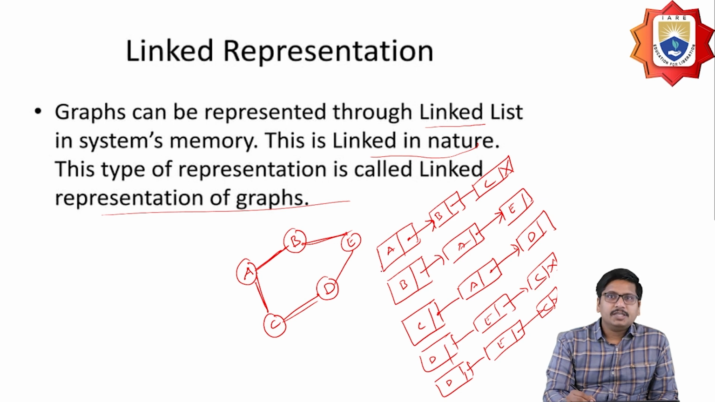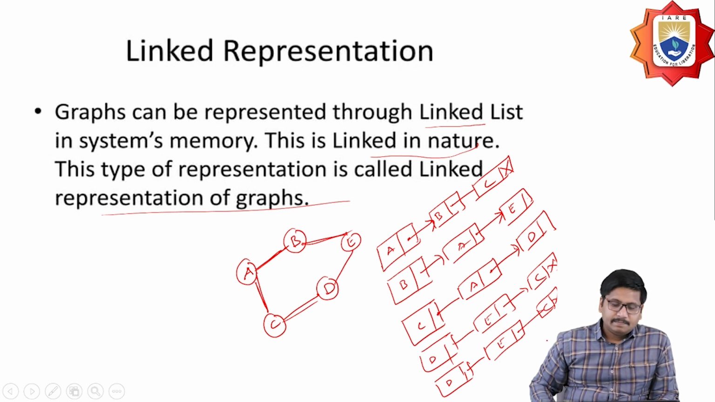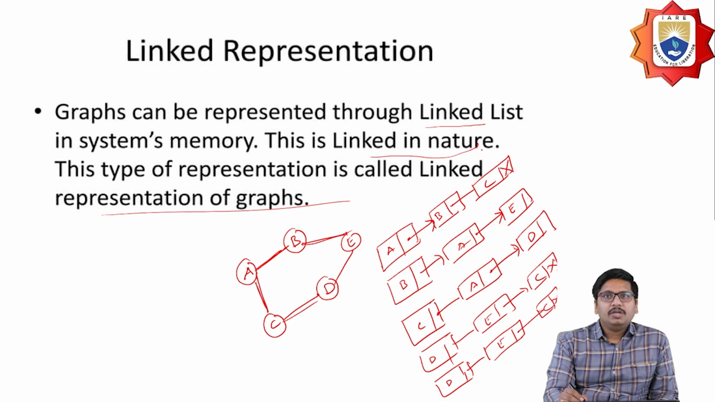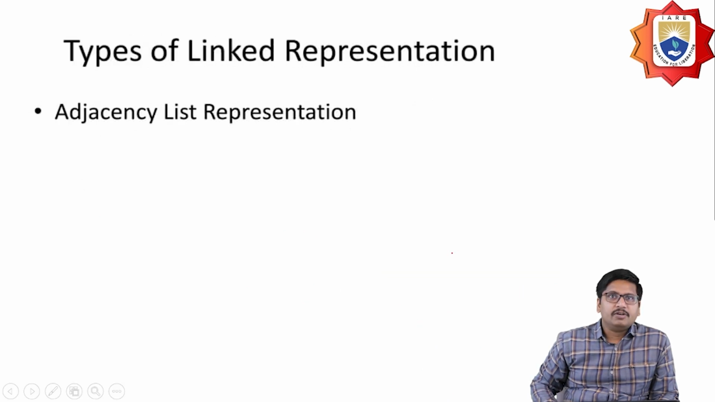So these are the various types of linked list representations of a graph. Normally they should be linked in nature, where the nodes are connected by means of pointers, and this kind of representation is what we call the linked list representation of a graph. There are different types of representation.